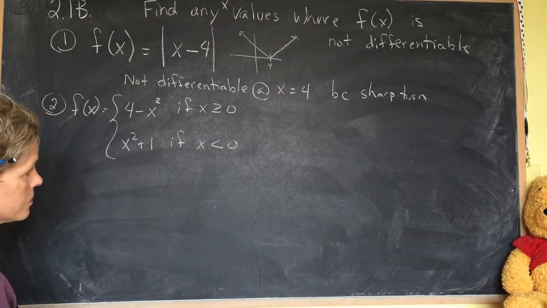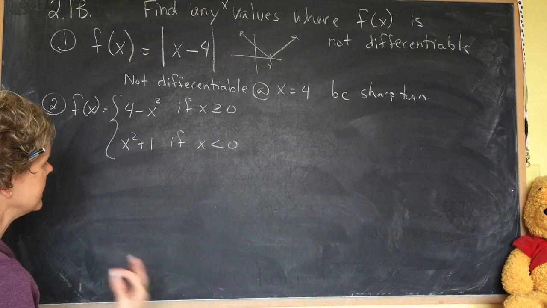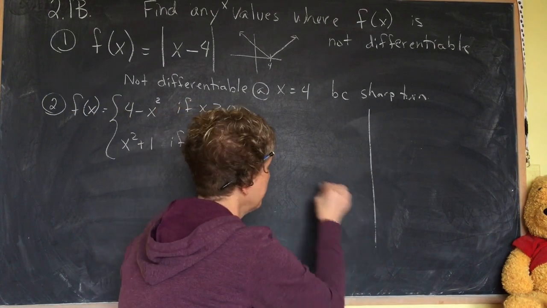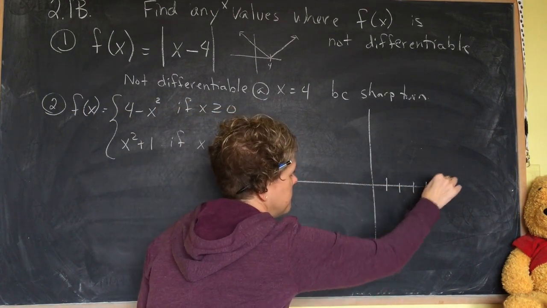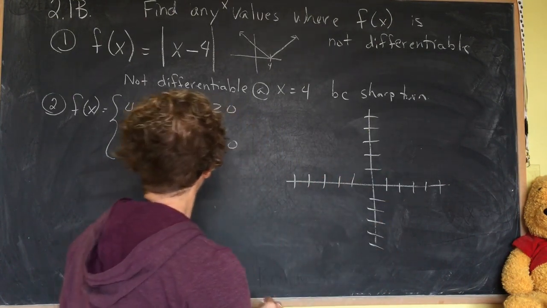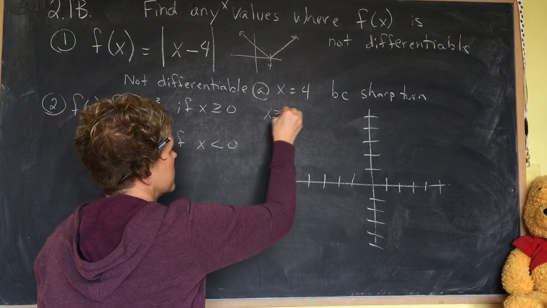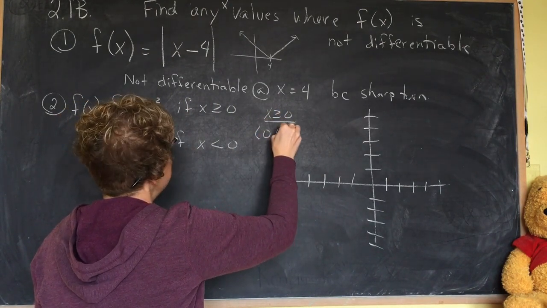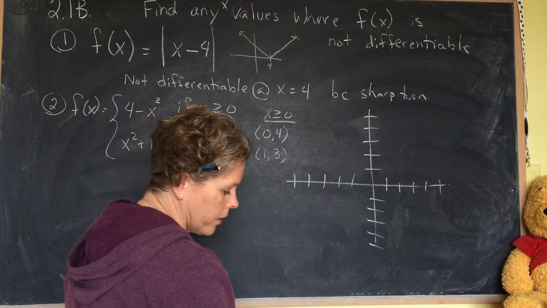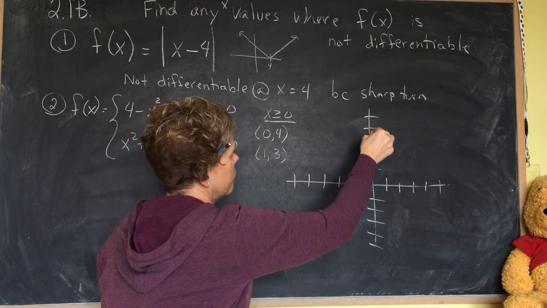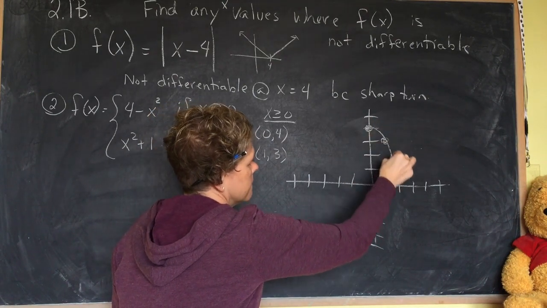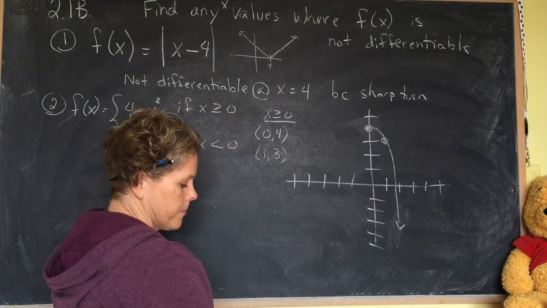We have this piecewise function here. I think the easiest thing to do is to graph this piecewise. I'm going to put it over here. If x is greater than or equal to 0, I get (0, 4) and (1, 3). So at (0, 4) I have a closed circle, and at (1, 3) I have a closed circle, and it's going to look like that half of the parabola.